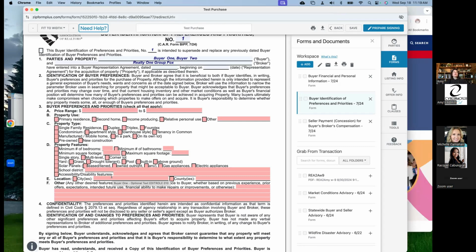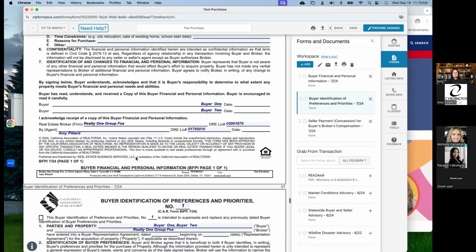Michelle's question is, is the BIPP an optional form or mandatory? It is absolutely optional on your buyer representation agreement.